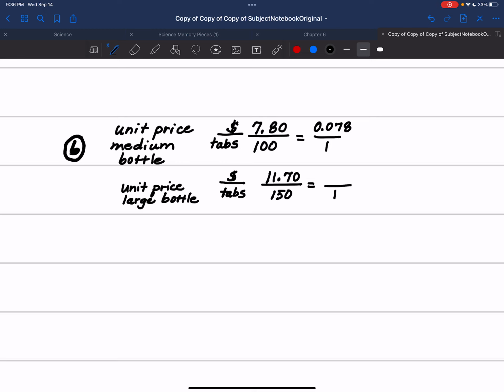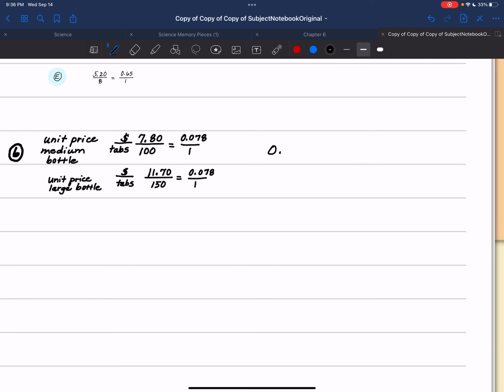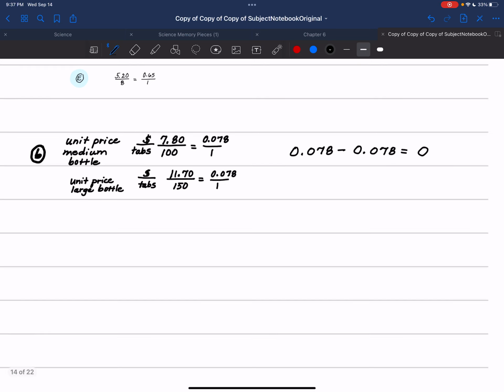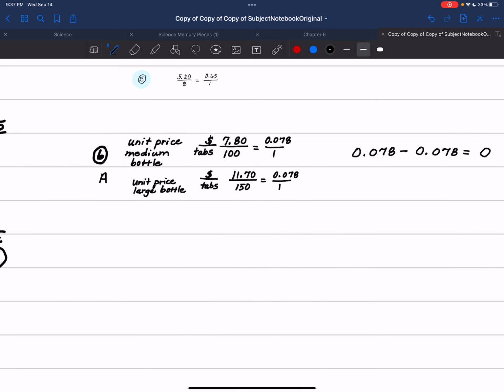It's interesting. Would you agree that they're the same? So whether you buy the medium bottle or the large bottle, you're going to pay about 8 cents per tablet. But the question says, what is the difference? So we have to say 0.078 minus 0.078, and the difference is 0. There is no difference in the unit prices of those bottles. It just depends on how many of the tablets you need, but you're getting the same value for both of those options.